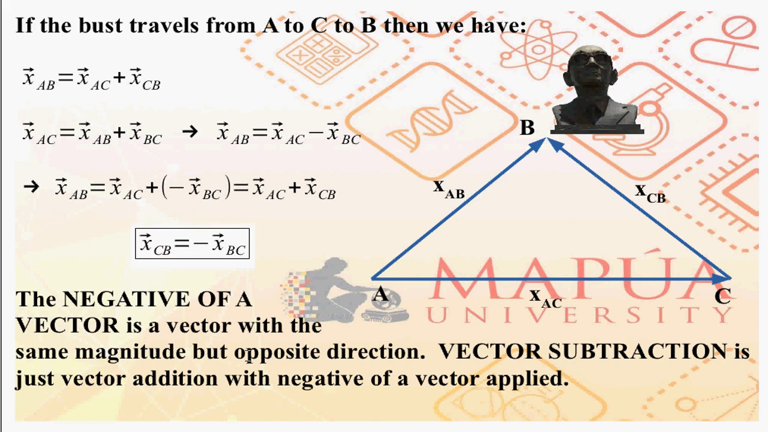And as we can see here, XAB is equal to XAC minus XBC. We can rewrite this equation as XAB is equal to XAC plus the negative of XBC. Vector addition with the negative of a vector applied, that's vector subtraction. So if you know how to do vector addition, you also know how to do vector subtraction technically. All you need to do is apply the negative of a vector.